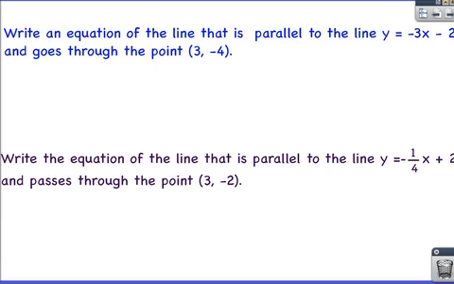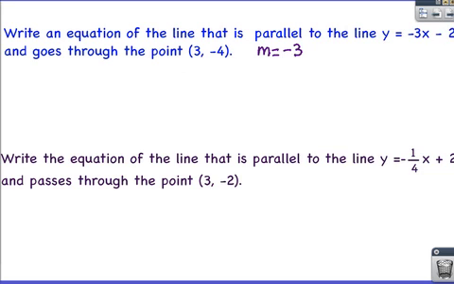Now you try these two questions. Pause the movie and resume when you're ready. Write an equation of the line that is parallel to the line y equals -3x minus 2 and goes through the point (3, -4). Since the lines are parallel, we know that the slope is the same. So the slope of the line we're writing an equation of is -3.